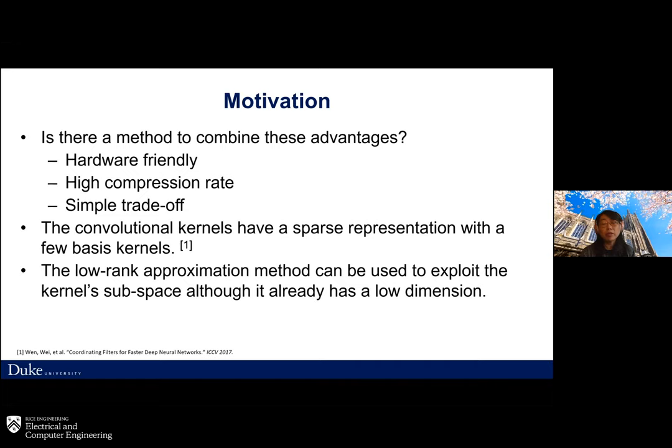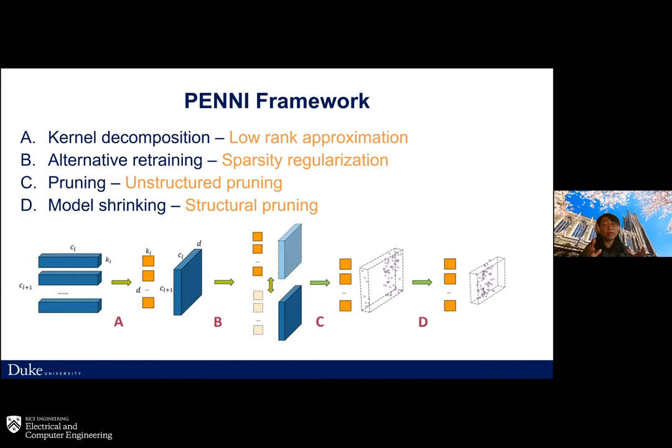One of the observations is that convolutional kernels also have a sparse representation, and can be represented by a few basic kernels. It doesn't have to be a full kernel representation. Even though the kernel subspace is already low dimensional, for a 3x3 kernel the dimension is 9, and it's not that big, we still felt there was a chance to do further exploration. So in this work, we developed the entire framework.